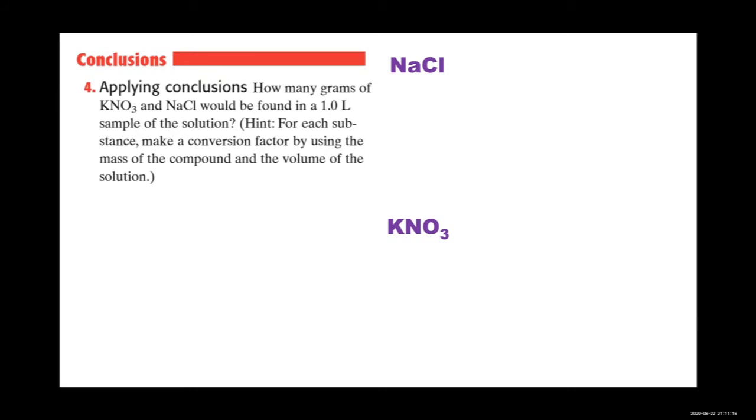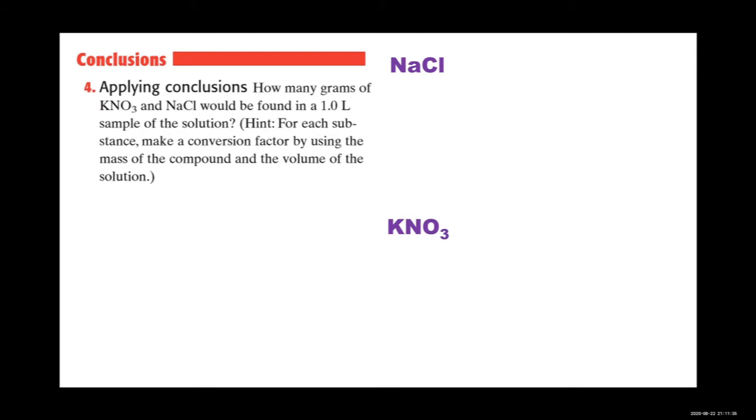How many grams of potassium nitrate and sodium chloride would be found in a 1 liter sample of the solution? A hint for this was, for each substance, make a conversion factor by using the mass of the compound and the volume of the solution. So we're actually going to go over a couple different ways to solve the different types of math problems in this lab.